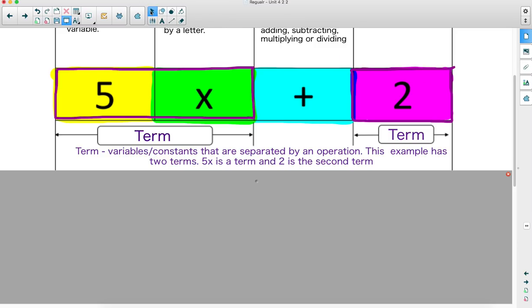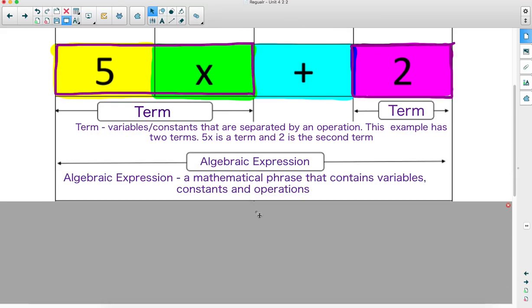Okay, and the reason why 5x is a term and then 2 is a term is because these are variables and constants that are separated by an operation. So 5x here is separated by this addition sign. So this is a term, and then this is a term because that's what's being separated by that addition symbol. Okay, so this example has two terms. 5x is the first term and 2 is the second term. So I should be able to ask you, how many terms are there? And you should be able to count like, oh, it has 2, or oh, it has 3 terms. Okay, so that is going to be expected of you.